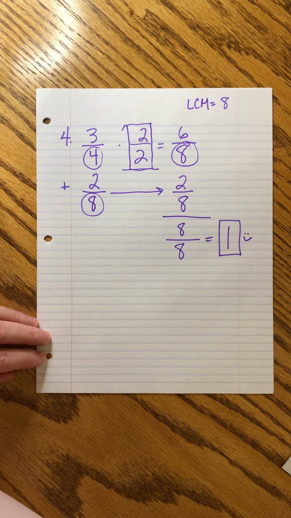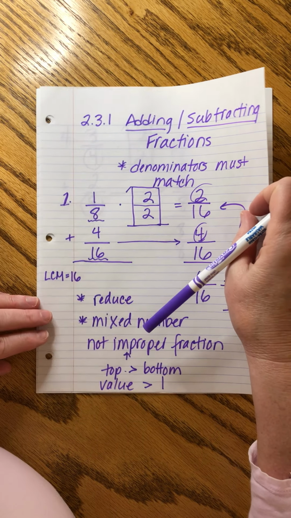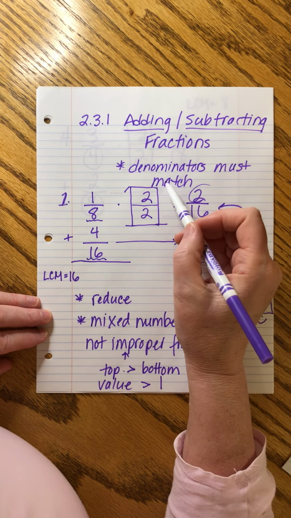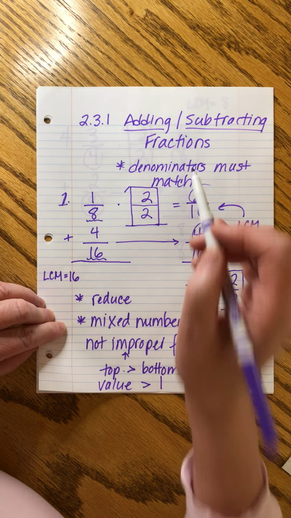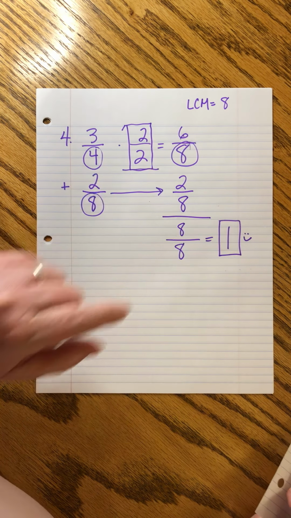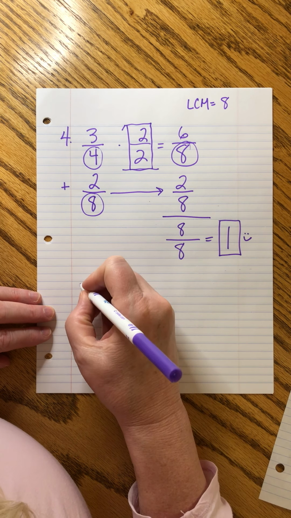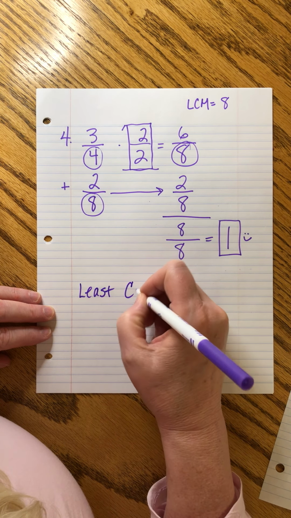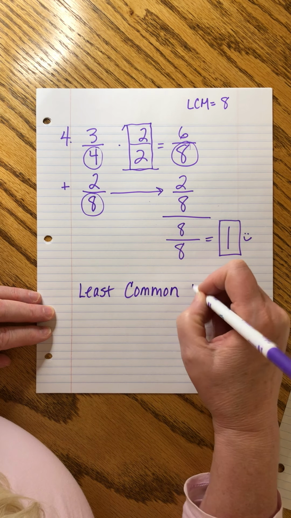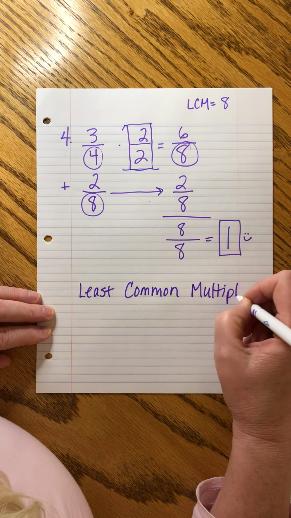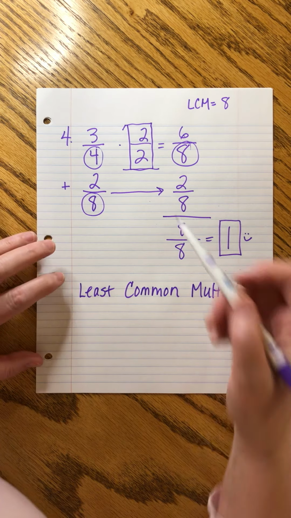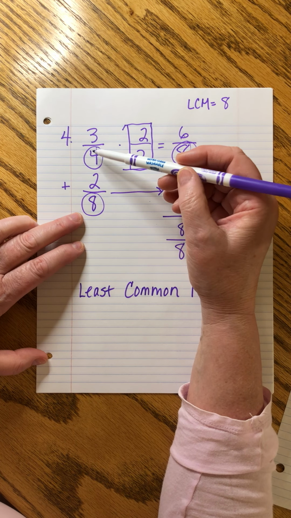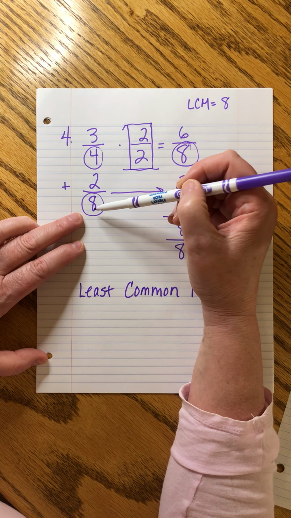Okay, so just to recap, when we are adding or subtracting fractions, the denominators must match. And so that's our first task, is to find the least common multiple, right? That's what LCM stands for. Let me just write that out. Least common multiple. And again, that's defined in simple language as the first number that both of these numbers will fit into.